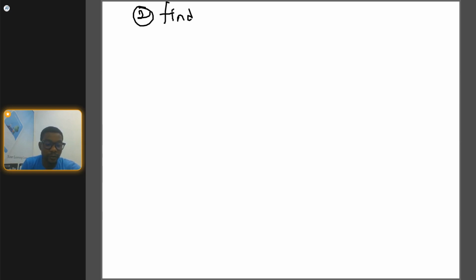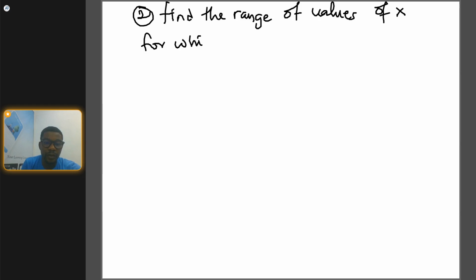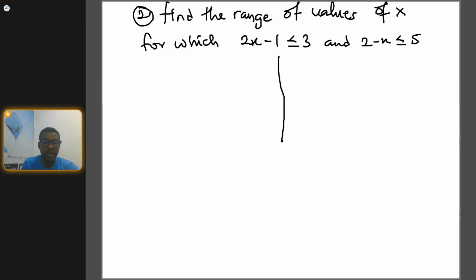Find the range of values of x for which 2x minus 1 is less than or equal to 3 and 2 minus x is less than or equal to 5. Okay, for which these two inequalities will be satisfied. The value of x. So we need to divide the board into 2 like we did the other time, and we'll be solving separately.